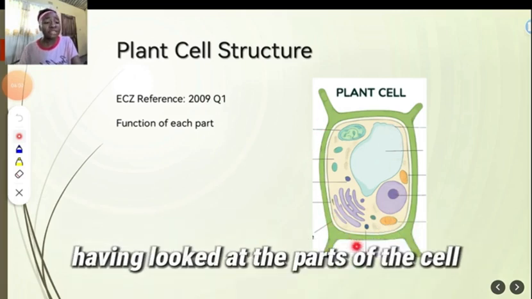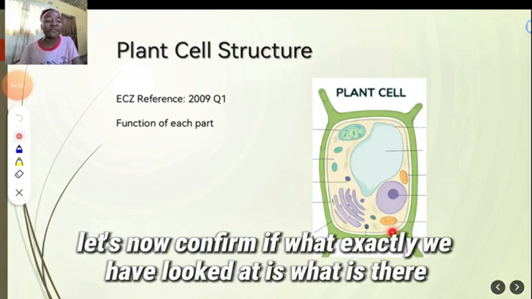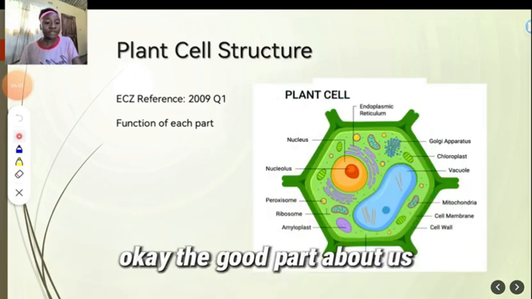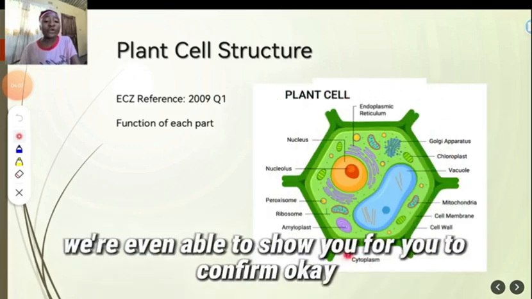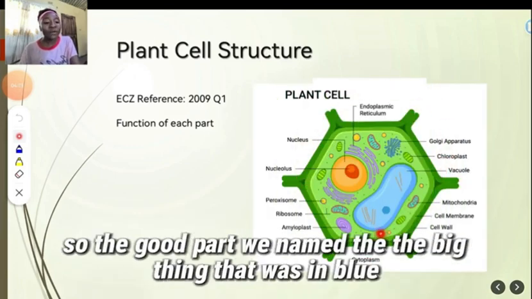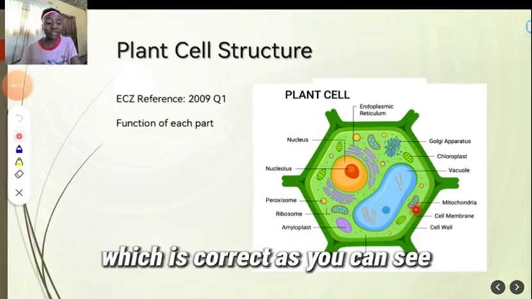Okay. Having looked at the parts of the cell, let's now confirm that what we have looked at is what is there. The good part is we're even able to show you for you to confirm. So we named the big thing that was in blue, that's the vacuole, which is correct. You can see.